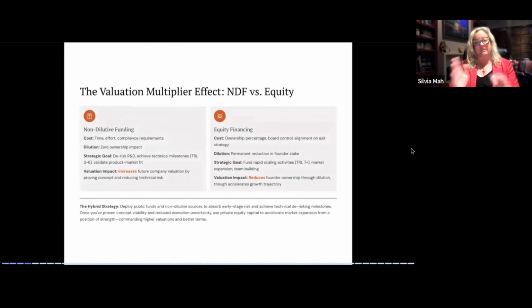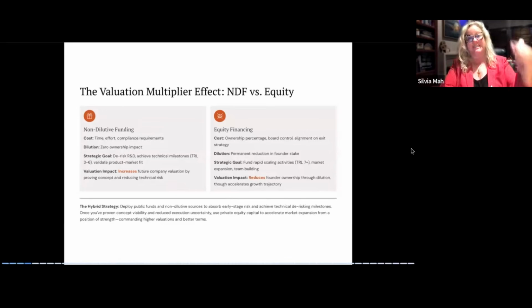So non-dilutive funding versus equity: non-dilutive is actually a valuation multiplier. The cost of non-dilutive funding is time, effort, and compliance requirements. We're going to talk about how, as soon as you get that money, you do have compliance. That means reports and all of that to be able to get the next tranche of grant money or the next tier of funding. Then the dilution is zero ownership impact.